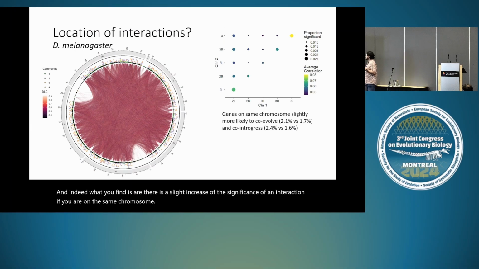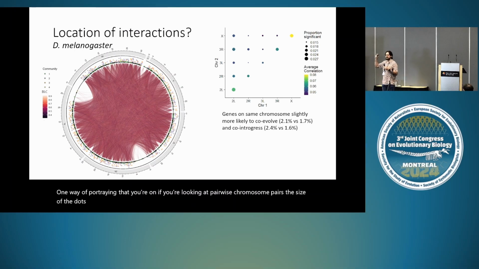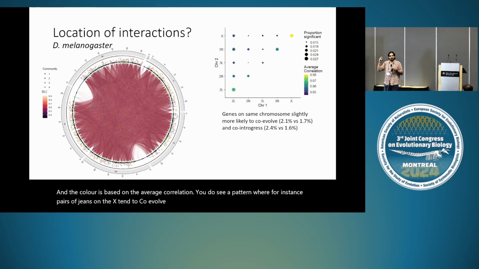One way of portraying that, if you're looking at pairwise chromosome pairs, the size of the dots here is the proportion of them that are significant, and the color is based on the average correlation. You do see a pattern where, for instance, pairs of genes on the X tend to co-evolve much more strongly than pairs of genes among other chromosomes, but again, it's not a terribly significant pattern. The difference is roughly 2.1% of interactions on the same chromosome are significant versus 1.7 between. We find the same for co-introgression, 2.4 versus 1.6, right?